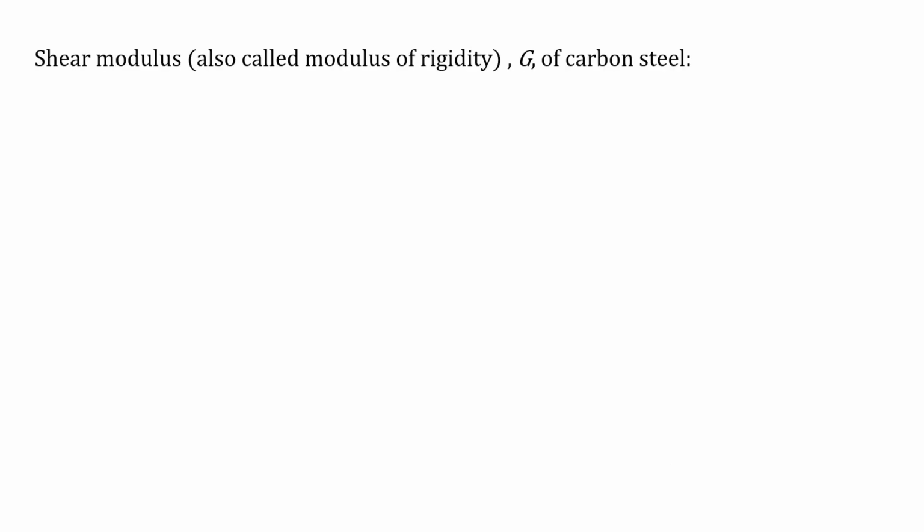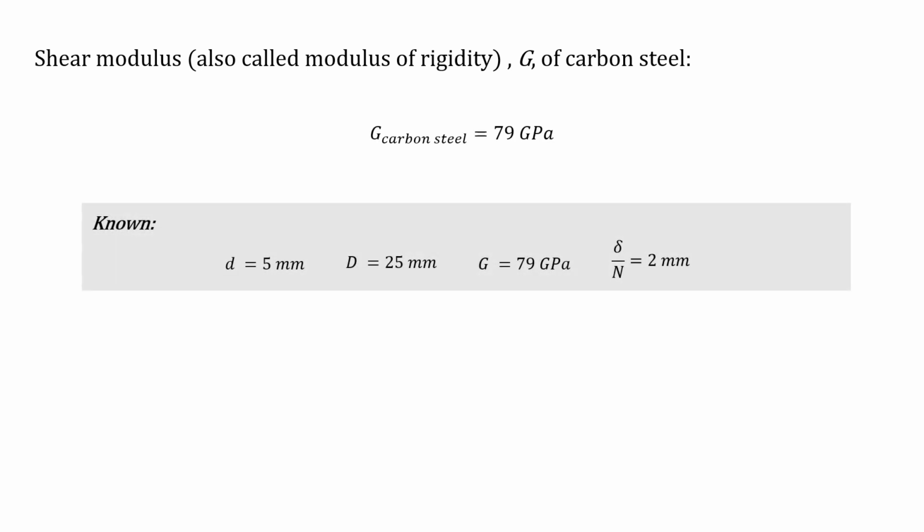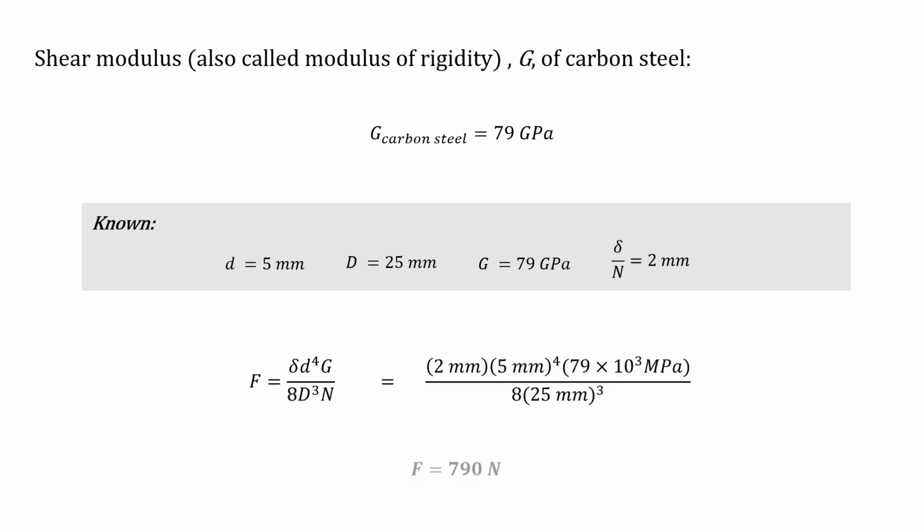The last value we need to solve for the force is the shear modulus, or the modulus of rigidity G. So don't get confused, the names for them mean the same thing. And for carbon steel, we have that at 79 gigapascals. So now we have all our known values to find the force required to compress the spring. So if we substitute that in, we find that the force is 790 newtons.